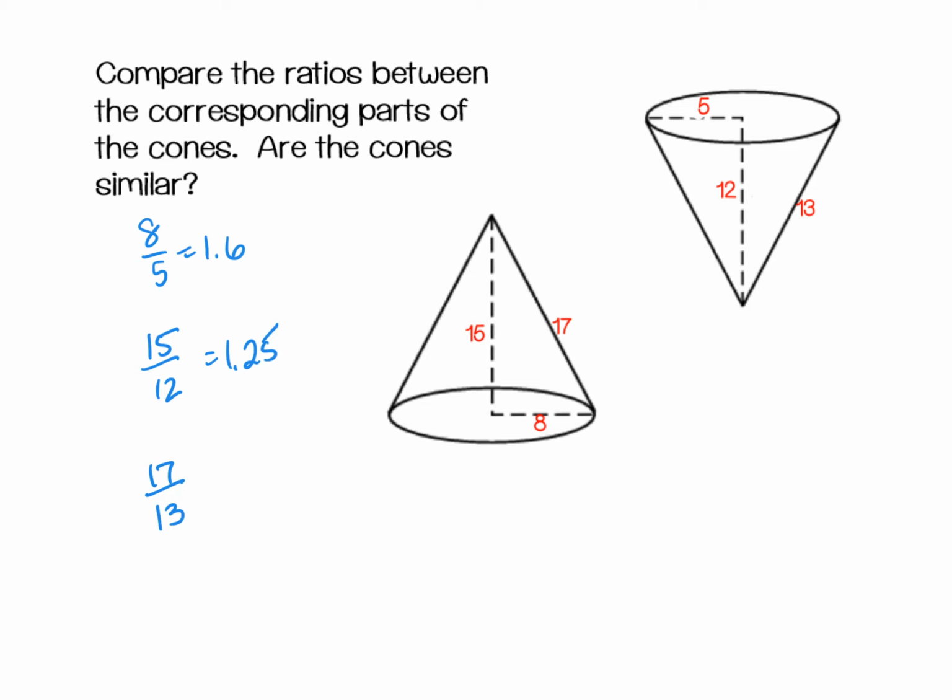So I could really stop. And 17 over 13 is 1.31. So they are not similar. Just like with two-dimensional figures, all of these numbers would have to be exactly the same in order to be similar. All right, so that's the big idea there.